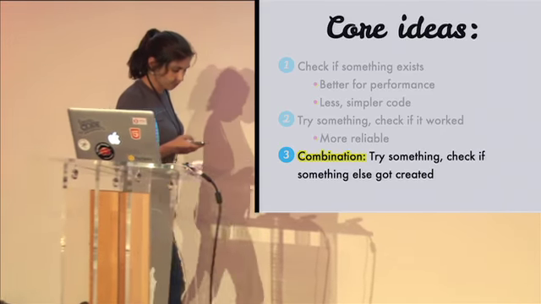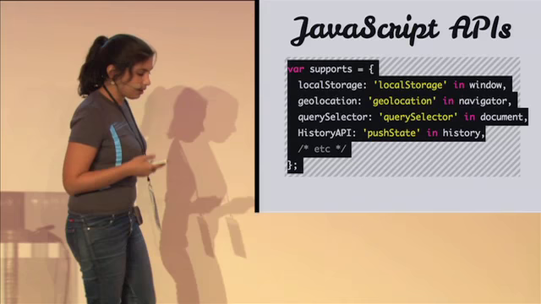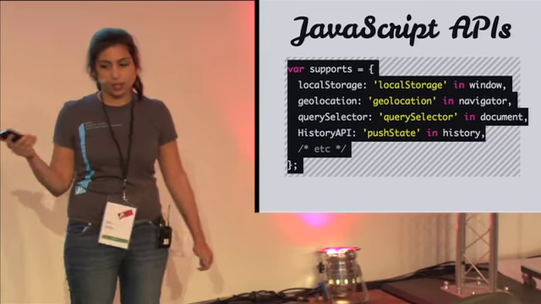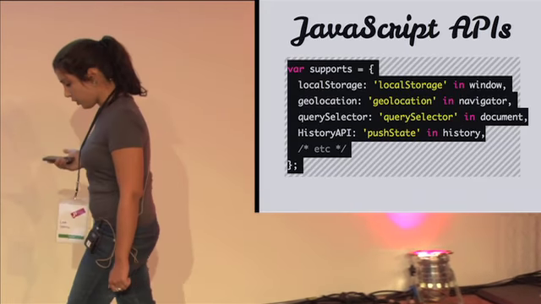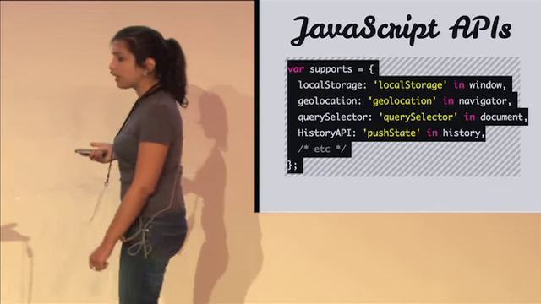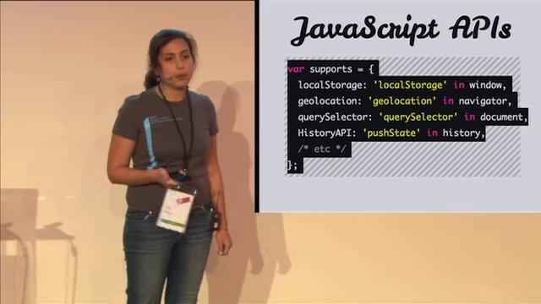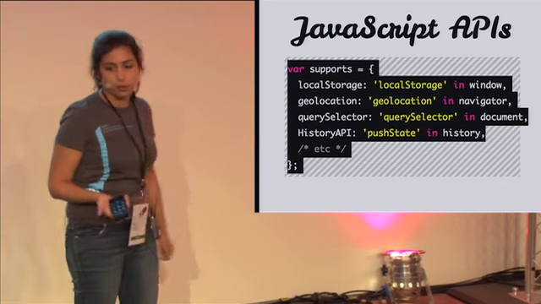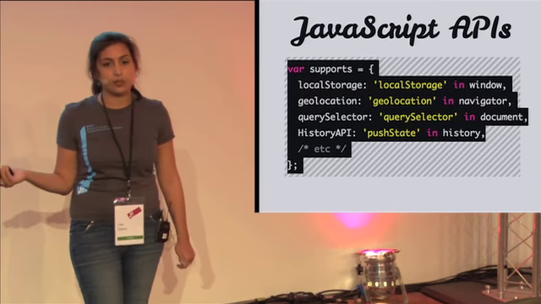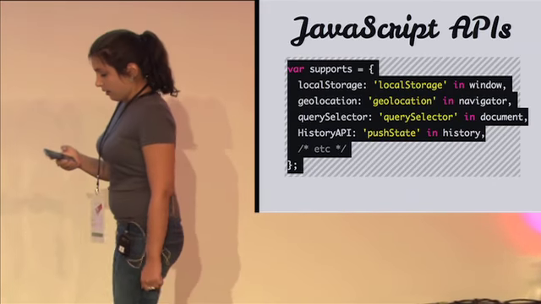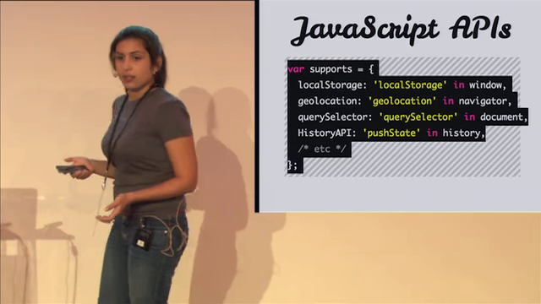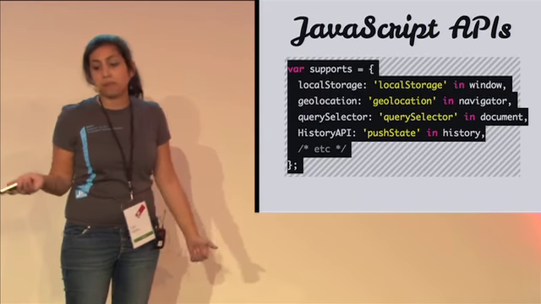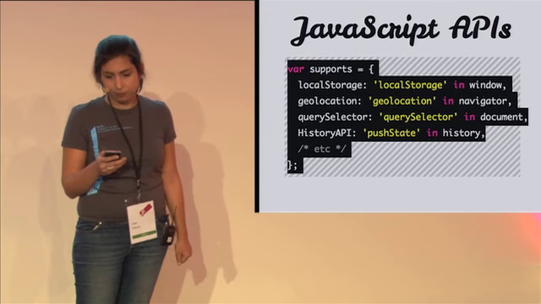that we commonly need. The first way, which uses the first core idea, checking if something exists, is checking about JavaScript API support. Like, for example, is local storage on window? Is geolocation in the navigator object? Or is query selector in document? As you can see, that's really easy, really small. We just use one line of code for every API.